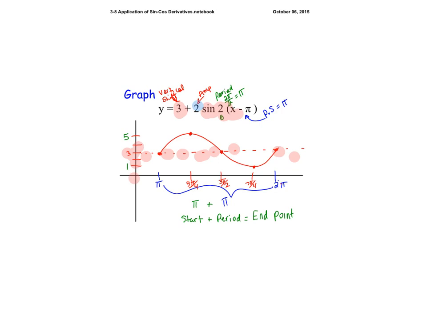So instead of alternating between 1 and negative 1, it alternates from 2 to negative 2. But because it was moved up 3, it will alternate from 1 to 5. Then we want to look at the inside, x plus pi. Now typically, when the shifting number happens on the outside of a function, you move it accordingly. Like if it's plus 3, you move up. But when we talk about the inside, we do the opposite.